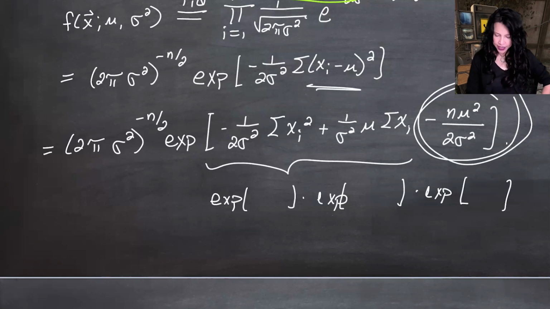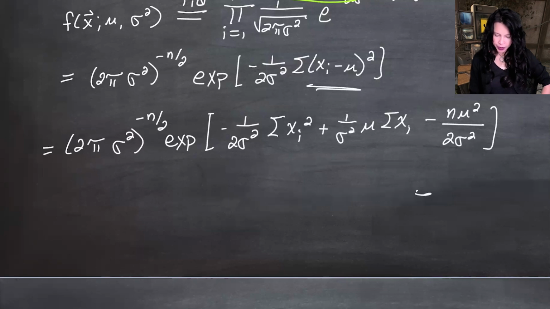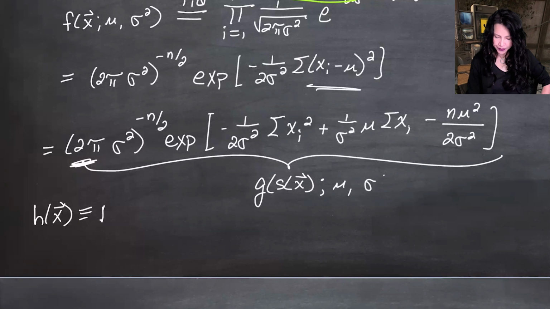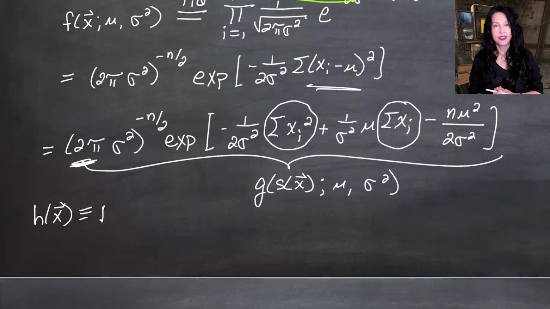Okay, so the factorization criterion says, take h of x to be the pure x part. I'm going to take h of x to be identically 1. As mentioned, we could take it to be this part as well. And then I'm going to take all of this to be g of s of x and the parameters. And you look in there and you see how are the x's represented. I see them in two quote unquote clumps. I see the sum of the x's squared and the sum of the x's. So it appears a two-dimensional sufficient statistic is warranted here, and that's usually the case when you're talking about two parameters.